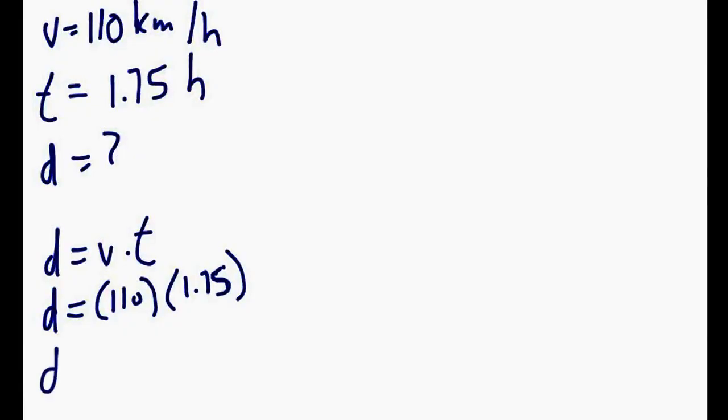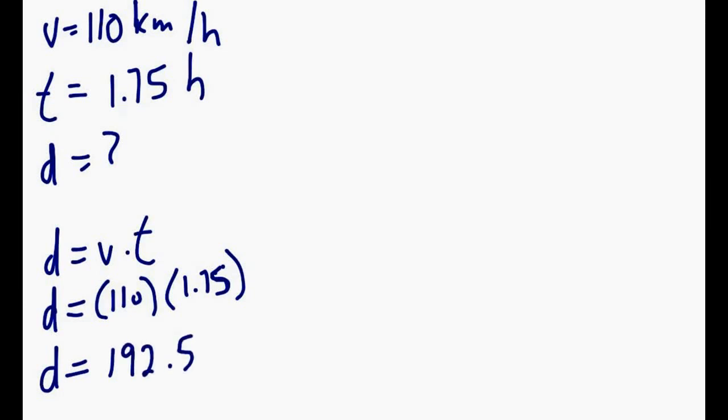Plug your numbers in, 110 times 1.75, and we get 192.5. We did kilometers per hour times hours. I didn't write the units in here, but let's take a quick look at that. If this one is in kilometers per hour, and this one's in hours, when we multiply them, you can write that as hours over 1. You can see the hours would cancel, so our final units would just be kilometers, which makes sense for distance, right? We should just get kilometers.